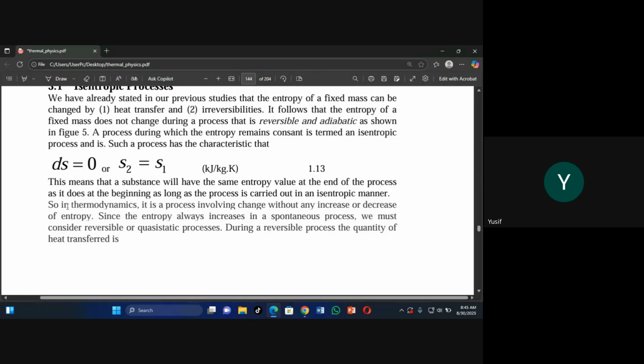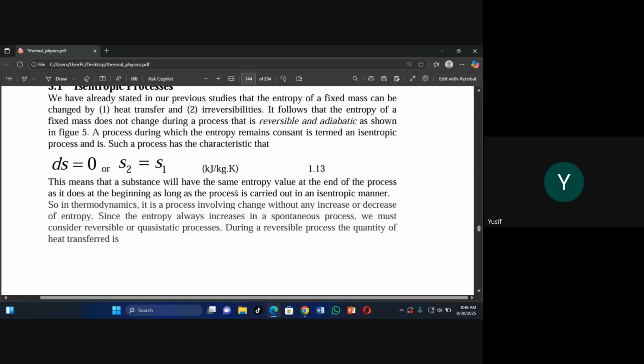This means that a substance will have the same entropy value at the end of the process as it does at the beginning, as long as the process is carried out in an isentropic manner. So in thermodynamics, it is a process involving change without any increase or decrease of entropy.